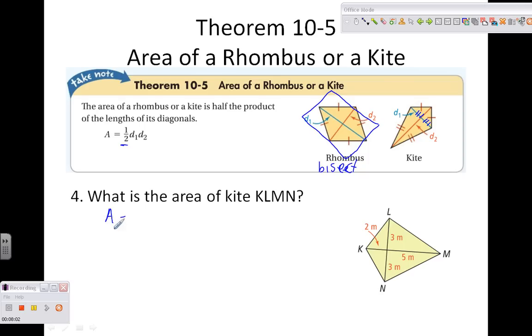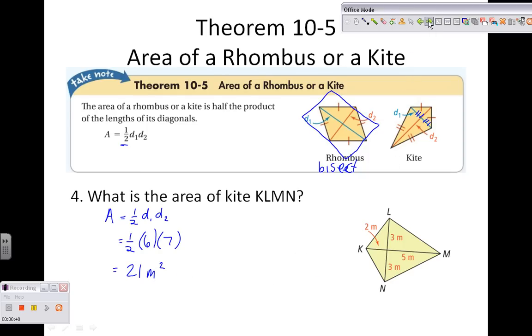So if we look down here, I want the area of this kite. It's 1/2 times the first diagonal times the second diagonal. So we have 1/2. Now if I look at the first diagonal, I'm going to call that LN. This part is 3, this part is 3, so the whole thing is 6. The second diagonal is KM, so we have this part of 2, this part of 5, so the whole thing is 7. So we have 1/2 times 6 times 7. 1/2 times 6 is 3. 3 times 7 is 21. My unit is in meters, so I have 21 meters squared.